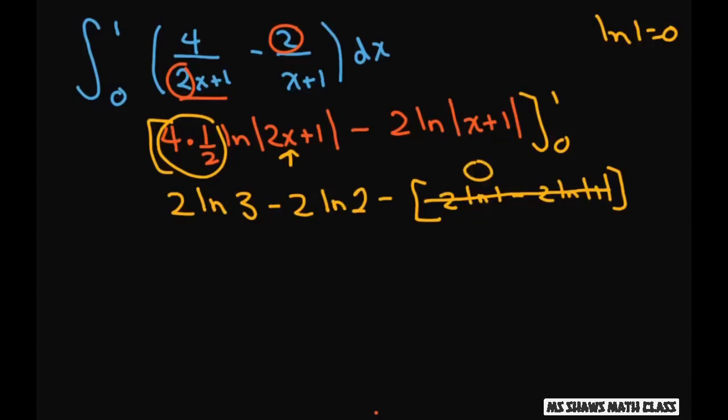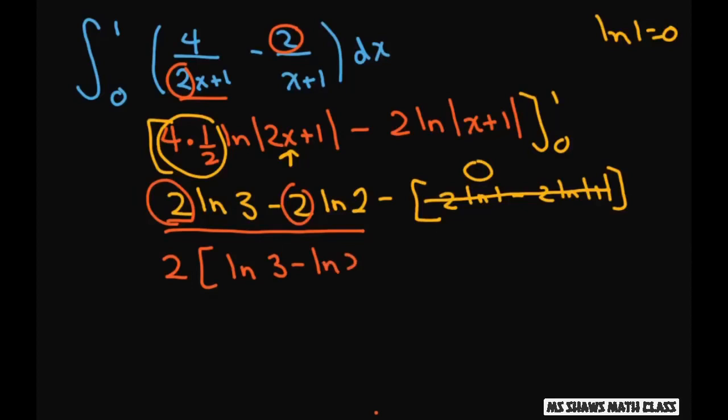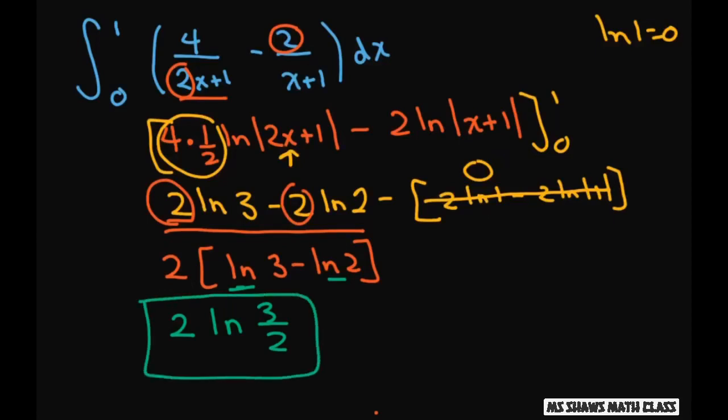So now let's just simplify this. Pull out your 2. You get 2 times ln of 3 minus ln of 2. Now use your quotient property for logs, and make it a single log. So it's going to be ln of 3/2. And that's your final answer.